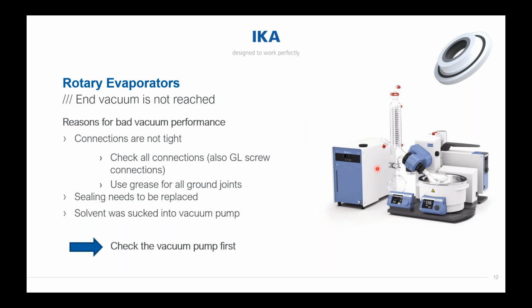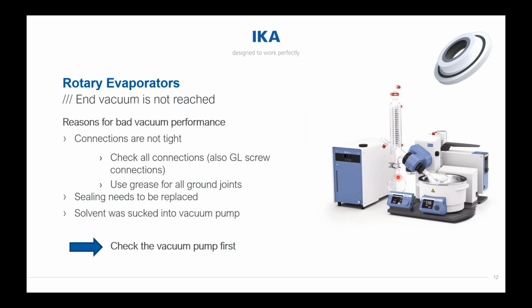Another point which is also really often a problem is that solvent was sucked into the vacuum pump. This means, and this is what I would really recommend, before you check all the different connections, because you can see we have a lot of different connections having these GL fittings, this vacuum cock. Here you have a connection, you have some tubes to the vacuum pump, you have this connection here. So there are many different possibilities where leakage could be.